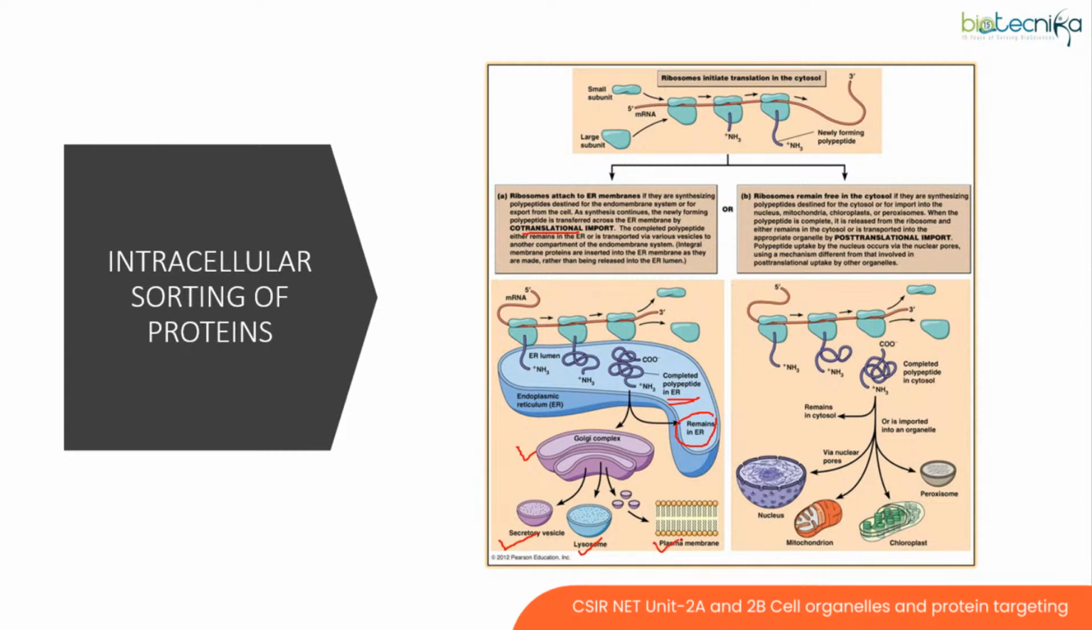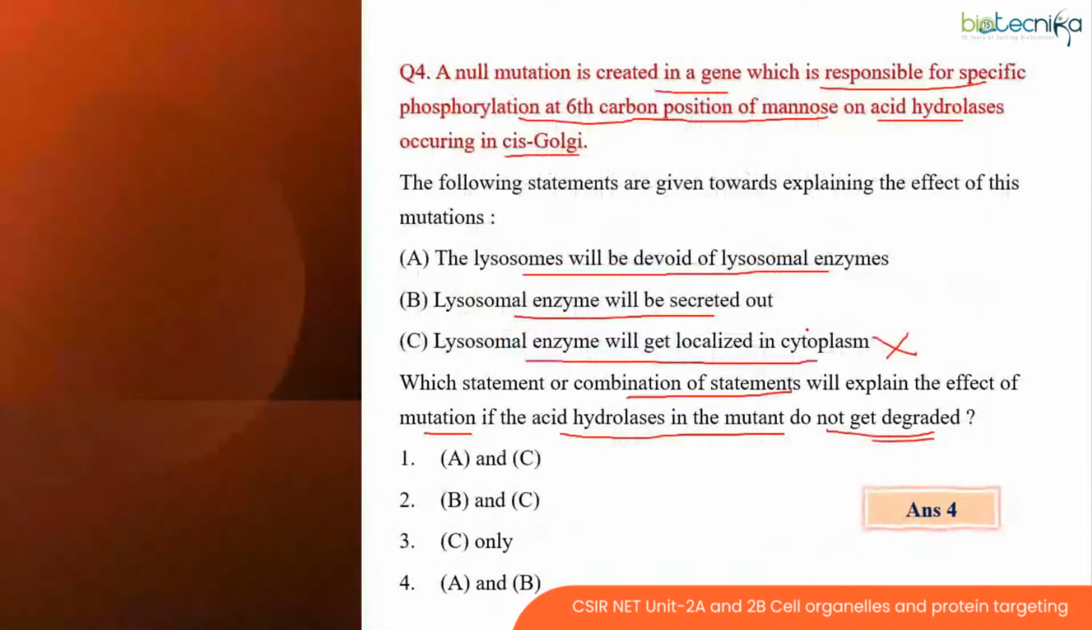On the other hand, if you take into consideration the post-translational import mechanism, that means after translation only, the protein will decide what to do. The translation takes place in the cytoplasm, and after the complete synthesis, it will decide whether it has to remain in the cytoplasm or be imported into any of these 4 cell organelles. So that is the difference between co-translational and post-translational import, and that's the reason I told you that statement C is incorrect over here. Okay, I hope you got it.